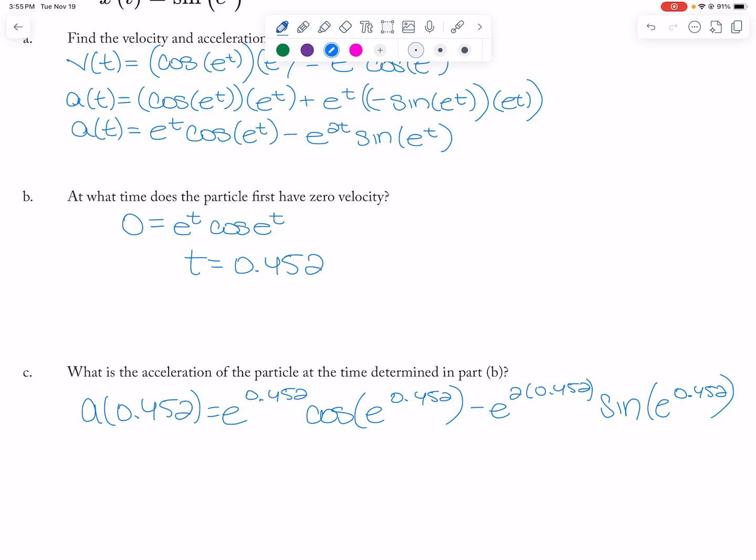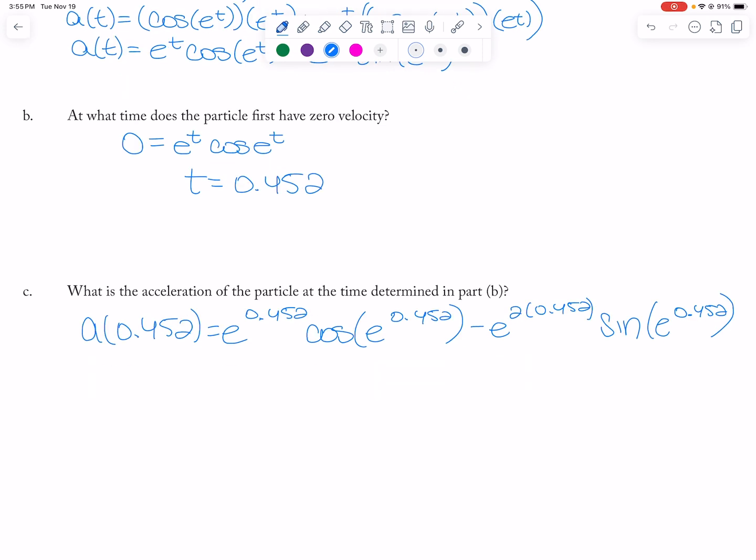Okay, so now I'm going to use my calculator to get my acceleration value. So I get negative 2.470. Okay, and that is it for this lesson.